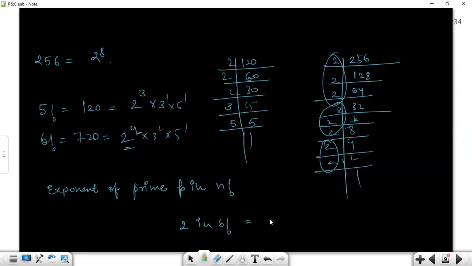That is 4, right? Yes, sir. It is 4 here. Now let's say finding out the exponent of 3 in 6 factorial, that is 2 here. Finding out the exponent of prime 3 in 5 factorial, that is 1. Finding out the exponent of 2 in 5 factorial, that is 3. But we cannot do the same for 10 factorial, let's say, because 10 factorial in itself is a very great number. So the prime factorization will take a lot of time.